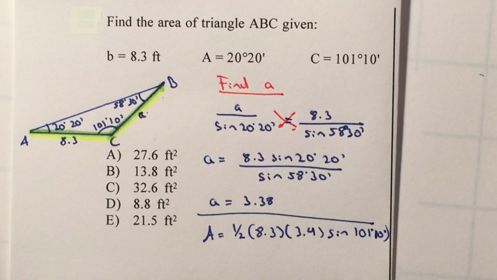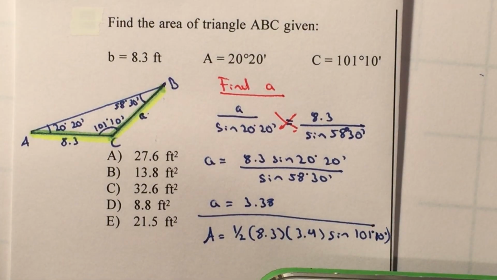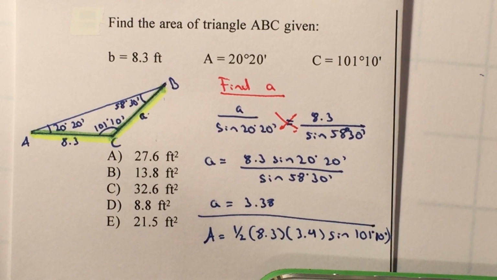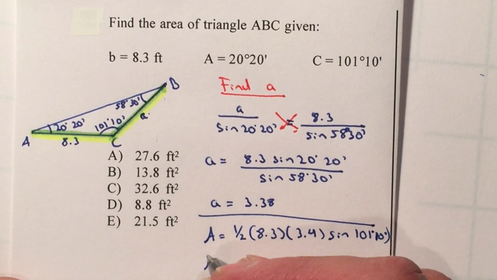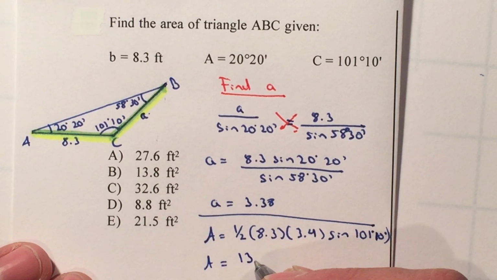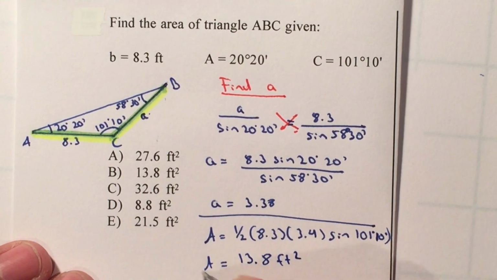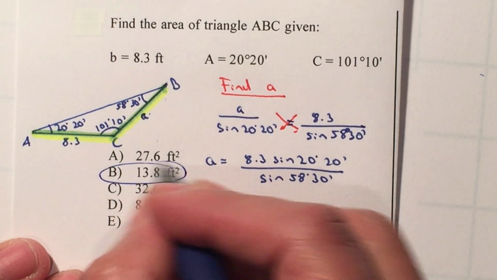So therefore I type that into my calculator. I'm just going to use 0.5 and 8.3. I'm going to multiply by the result that I have since I left it in the calculator, and multiply by the sine of 101 degrees 10 minutes. And that gives me 13.77. Or in this case, we're just going to round to 13.8. That'll be feet squared, and that'll be letter B.